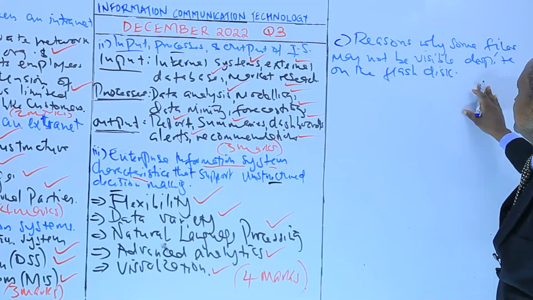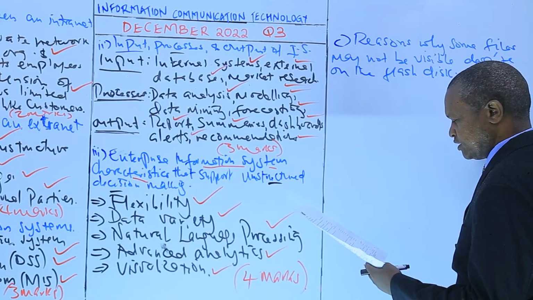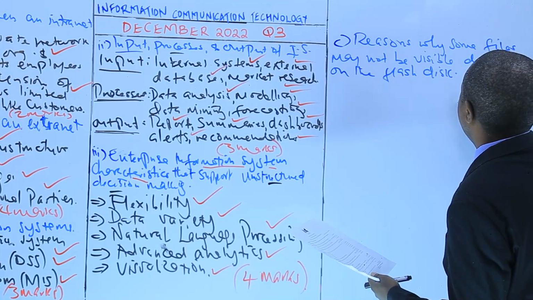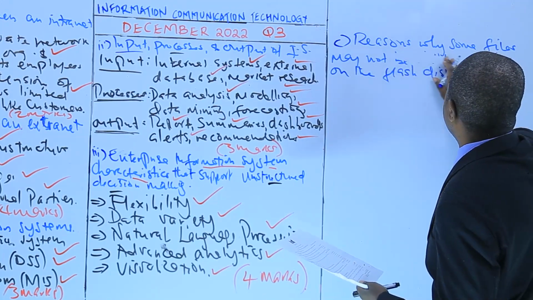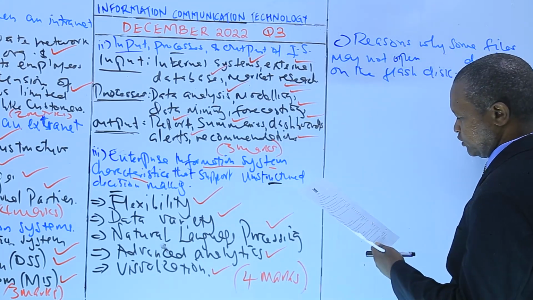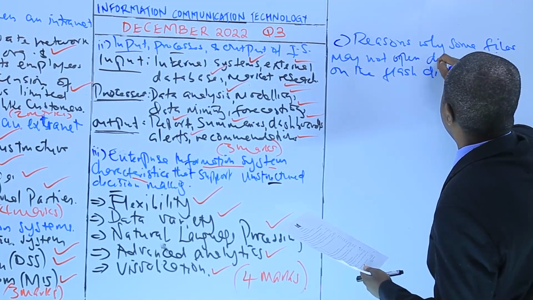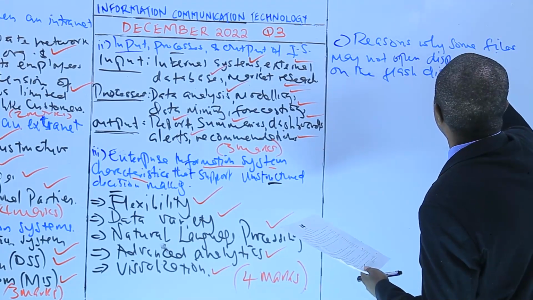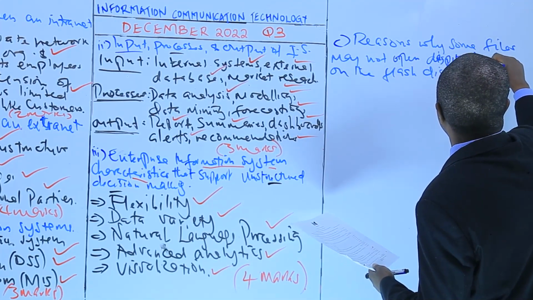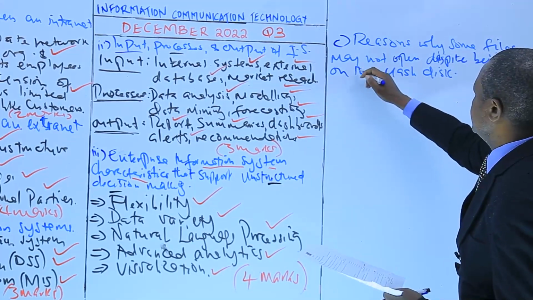Reasons why some files may not open, despite being visible. The question is, suggest 4 reasons why some files may not open despite being visible on the flash disk.